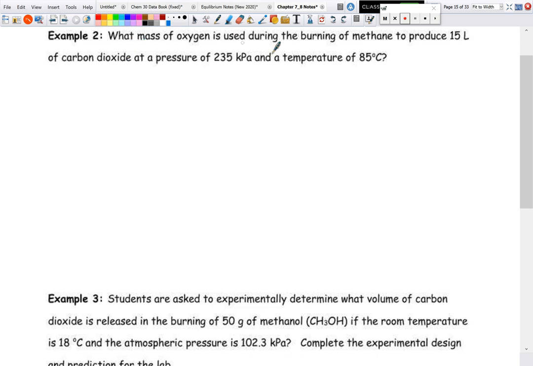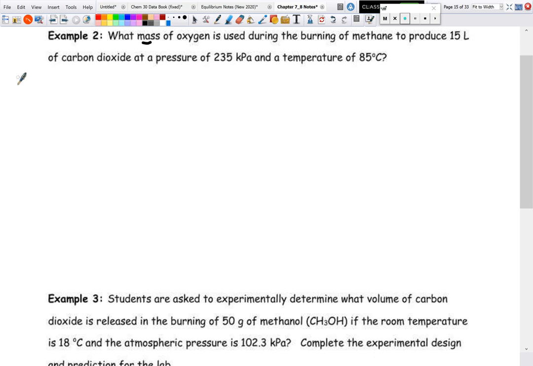what mass of oxygen is used during the burning of methane to produce 15 liters of carbon dioxide at a pressure of 235 kilopascals and a temperature of 85 degrees Celsius. Now we can tell that this is not under STP or SATP conditions, so we will need to use our ideal gas law, and we do have what mass of oxygen.